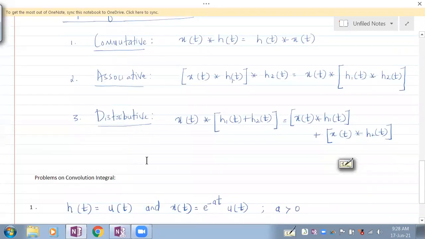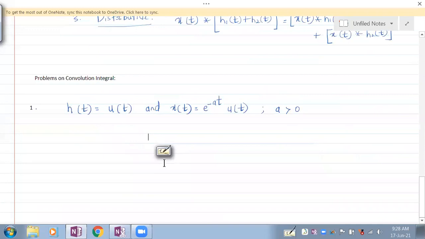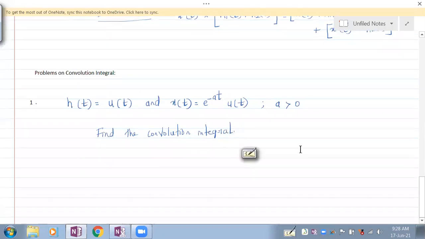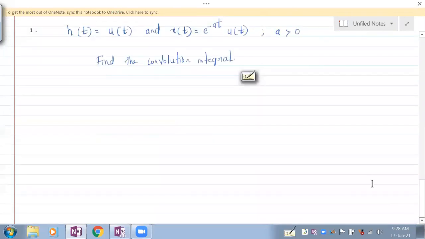Fine. Now we shall take this problem wherein we are asked to find out the convolution integral. Find the convolution integral. Fine. Now let's take down this.